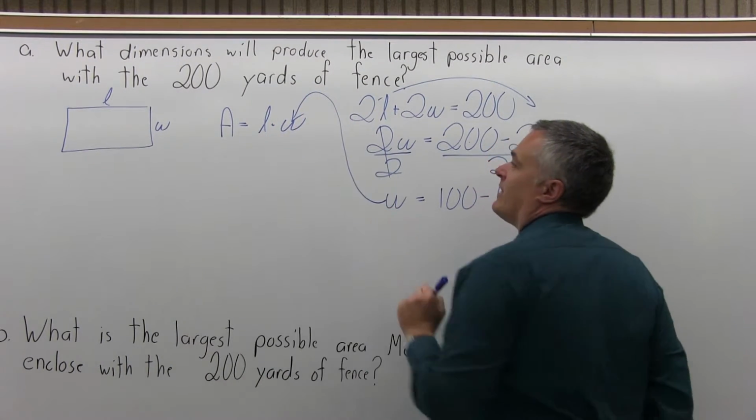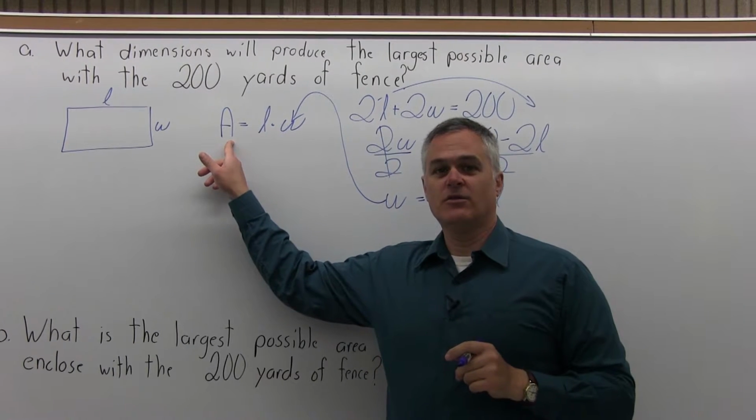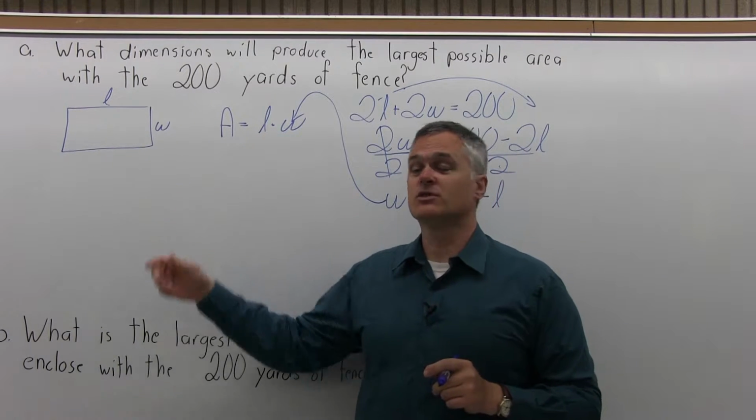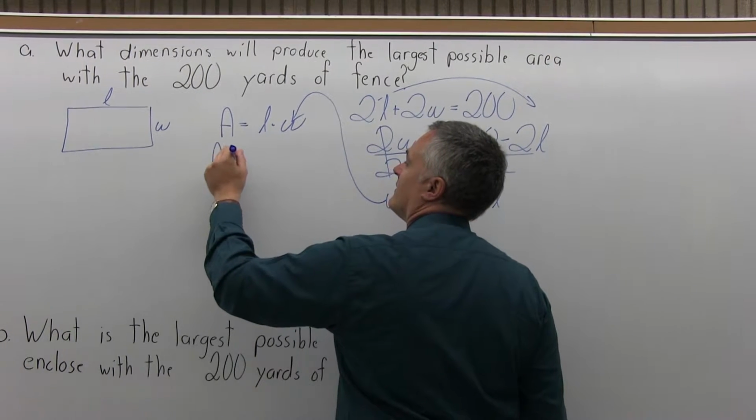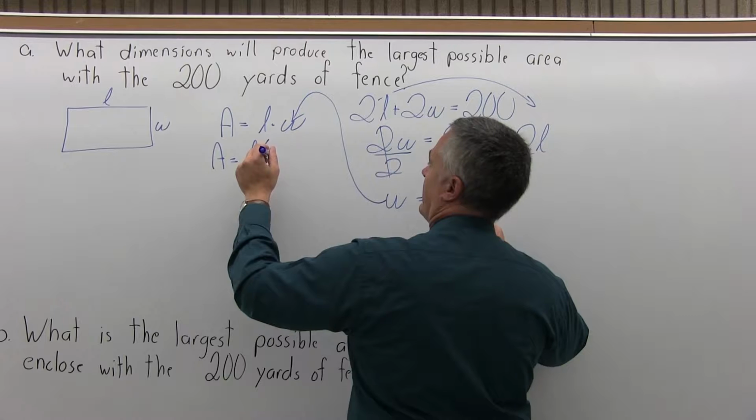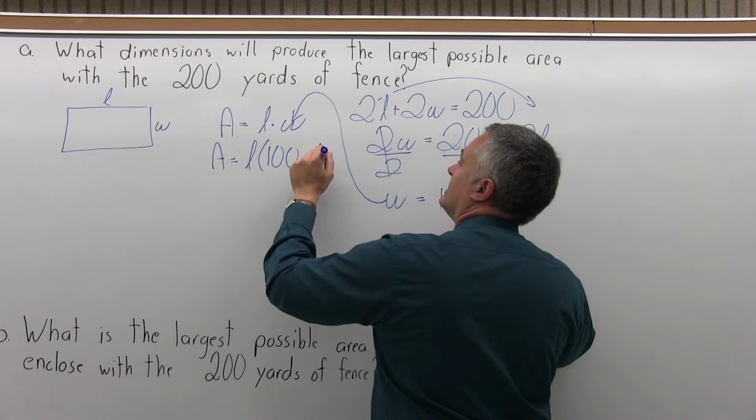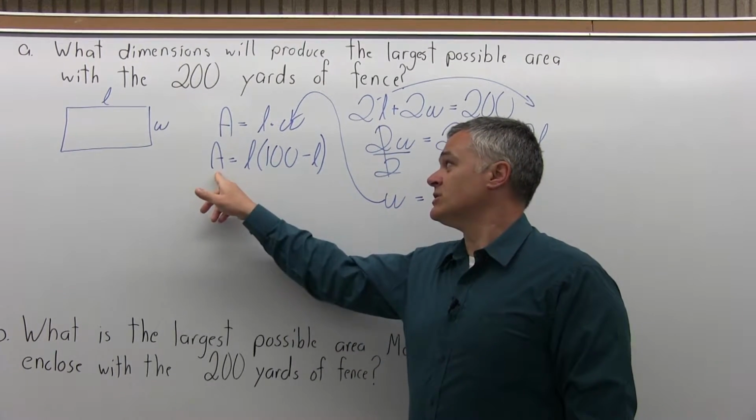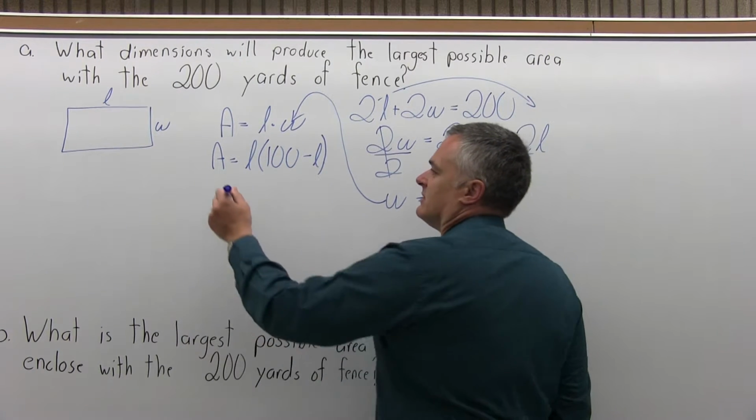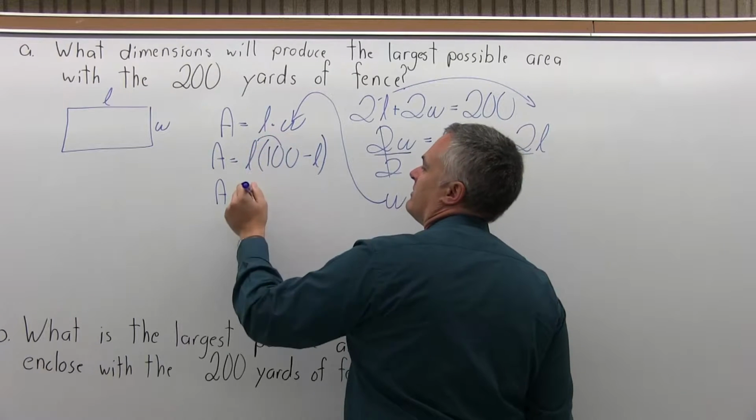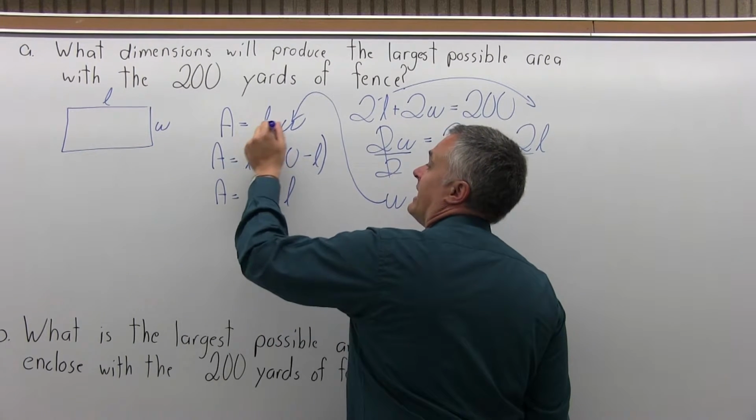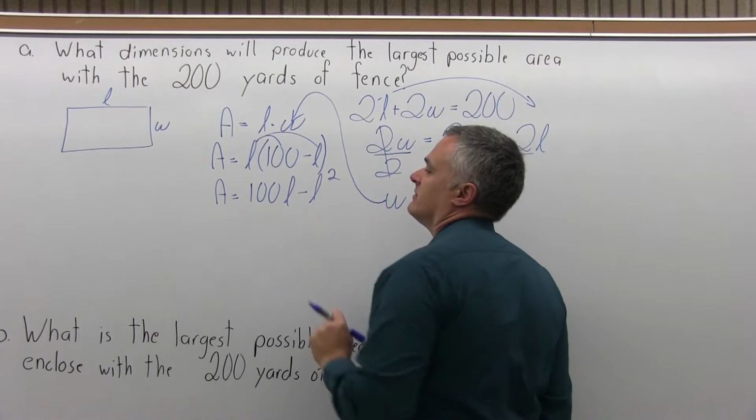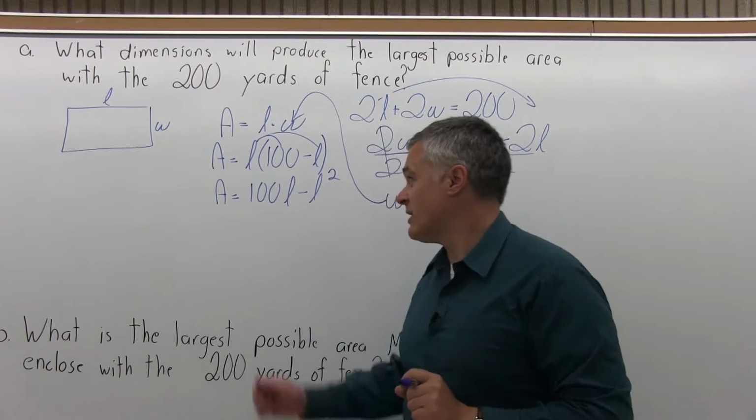So now if I take that value for W and bring it back into my equation for area, I can substitute in the value for W in terms of L and write the area function in terms of one variable. So now I have area equals L times W becomes L times 100 minus L because W is equal to 100 minus L. So now I have the area function in terms of one variable. I can clear my parentheses too. Area equals L times 100 is 100L. And then L times minus L is minus L squared. And don't forget the negative. So there's a function for area in terms of one variable.